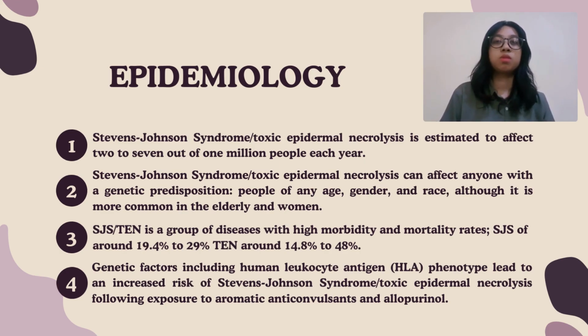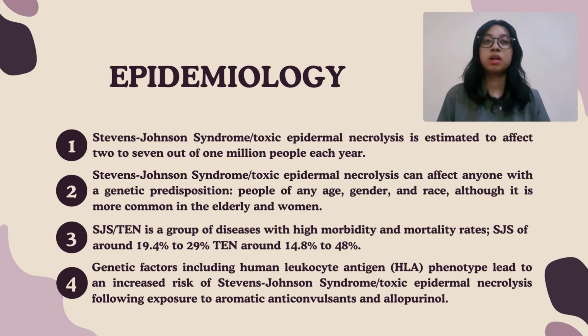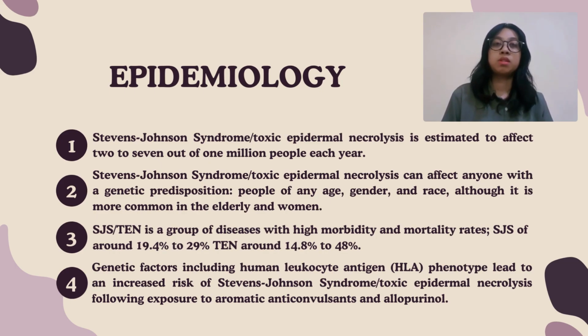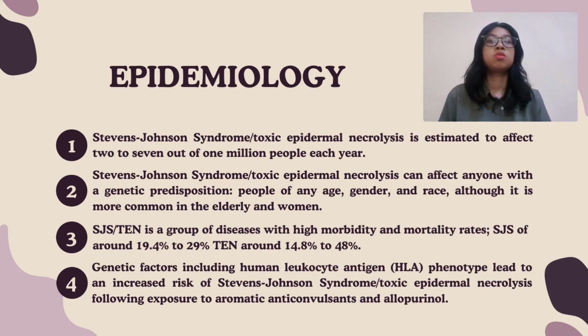SJS or TEN is a group of diseases with high morbidity and mortality rates. Previous studies report a mortality rate in SJS of around 19.4% to 29% and TEN around 14.8% to 48%. Genetic factors, including human leukocyte antigen or HLA phenotype, lead to an increased risk of Stevens-Johnson syndrome or toxic epidermal necrolysis following exposure to aromatic anticonvulsants and allopurinol. Genetic studies have identified populations at high risk of TEN or SJS.